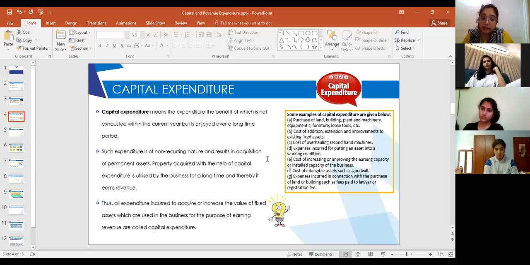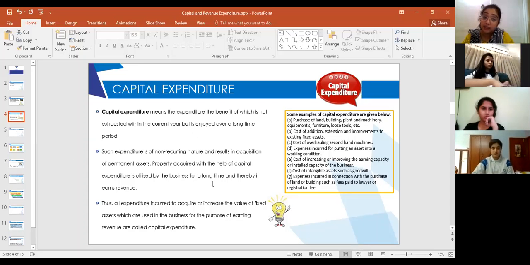And they result, if you look at that line, in acquisition of permanent assets. Very important, what are we acquiring? Permanent assets. Property acquired with the help of capital expenditure will be utilized by the business for a long time. And with this asset, I'm going to earn revenue over a period of time. So all expenditures incurred to acquire a fixed asset, to increase a fixed asset, and which are used in the business for the purpose of earning revenue, are called capital expenditures.